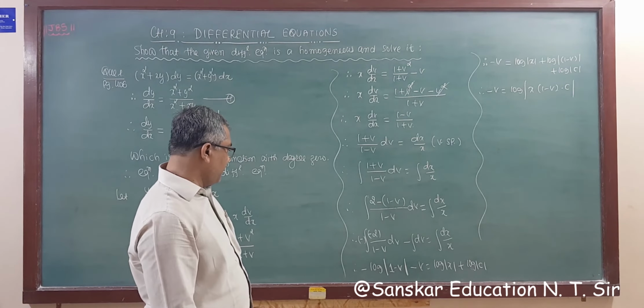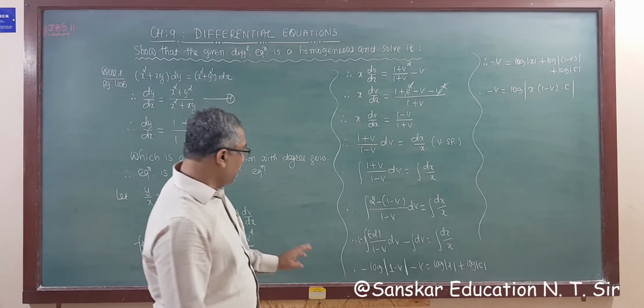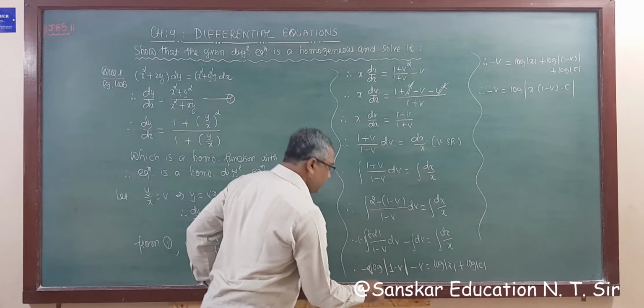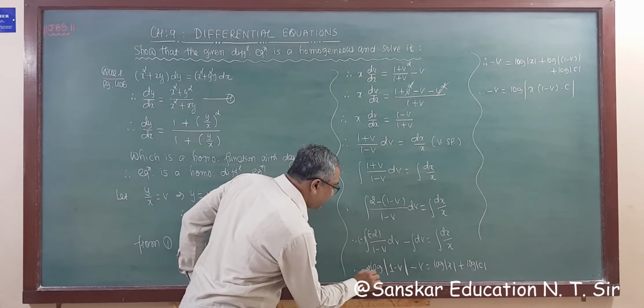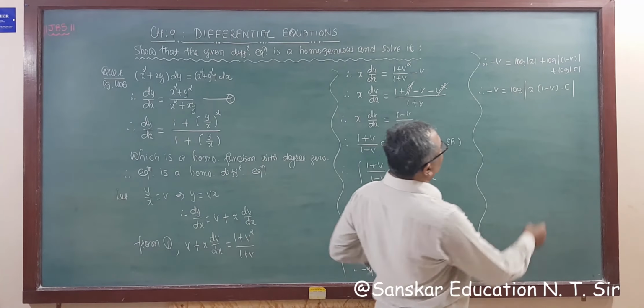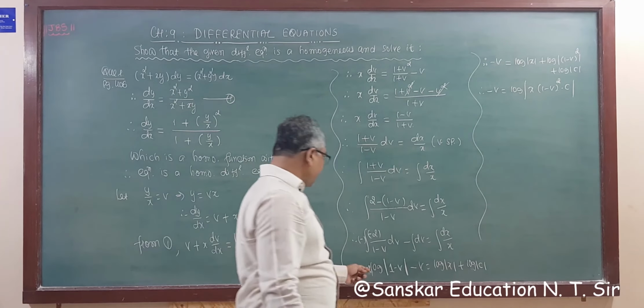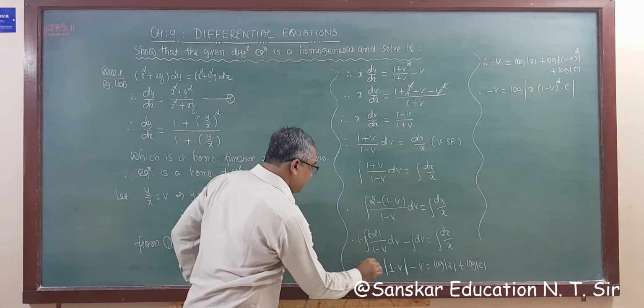See, we missed out here 2, so this is 2, right? We missed out 2, so taking 2 to here, this becomes 1 minus v square, taking 2 to the power. This is log.